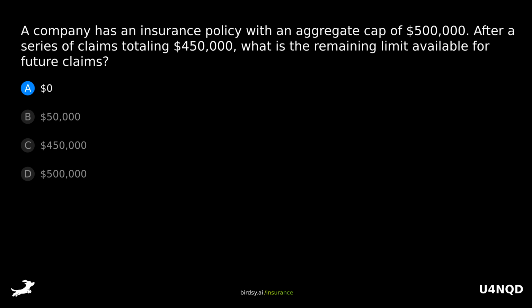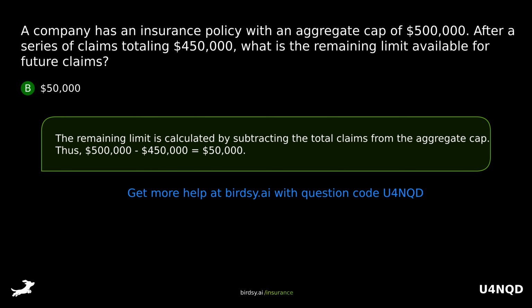Is it A, $0, B, $50,000, C, $450,000, or D, $500,000? The answer is B, $50,000. The remaining limit is calculated by subtracting the total claims from the aggregate cap. Thus, $500,000 minus $450,000 equals $50,000.